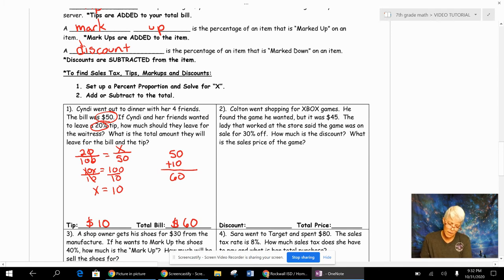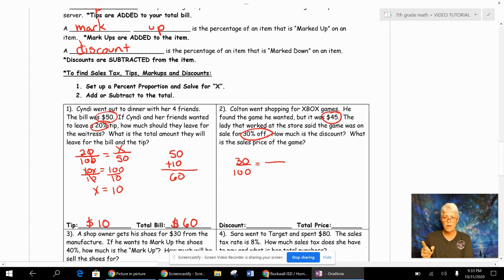Colton went shopping for Xbox games. He found the game he wanted, but it was $45. The lady that worked at the store said the game was on sale for 30% off. How much is the discount? And what is the sale price of the game? So again, 2 questions. So I'm always going to set up my proportion. I always have the 100 down below. There's a percent. I will put it at the top.